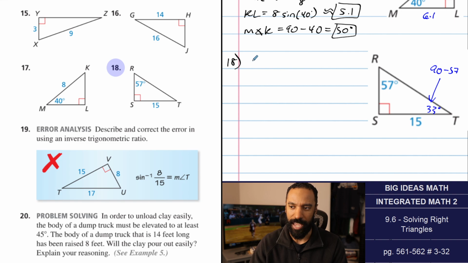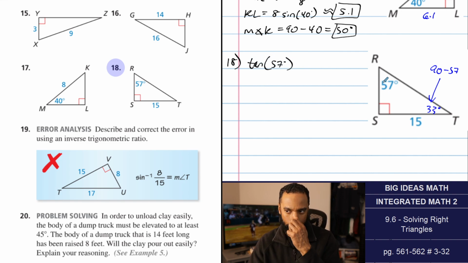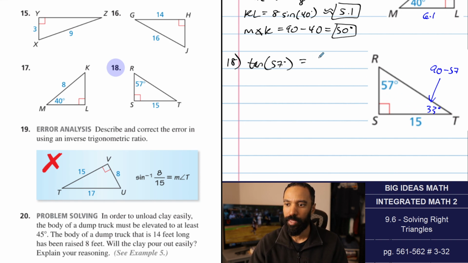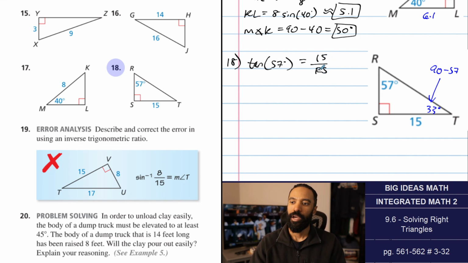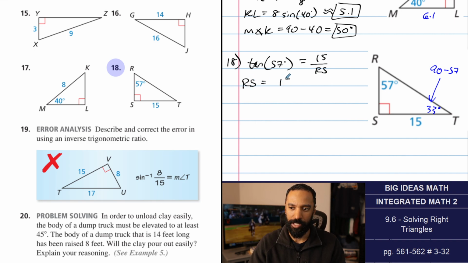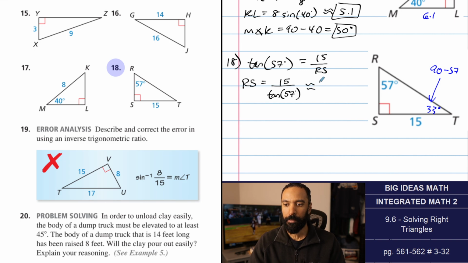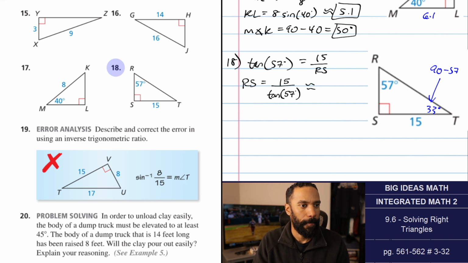I haven't done one of these for tangent for quite a while. Tangent of 57 degrees will get us the length of RS because we get opposite over adjacent. So that's 15 over RS. And yes, that's a 5, and that's an S. Sorry. Multiply both sides by RS, divide both sides by tangent of 57. They switch places. RS is 15, over tangent of 57. So let's try that. 15 divided by tangent of 57.